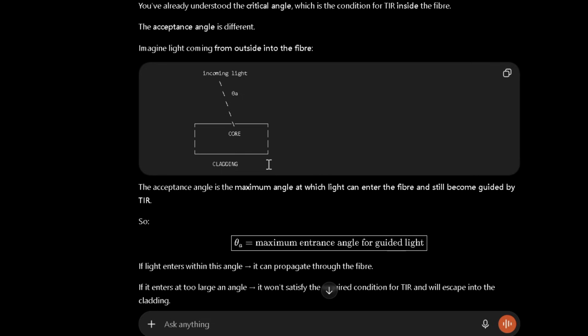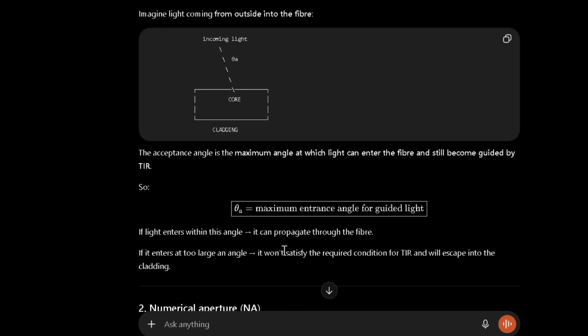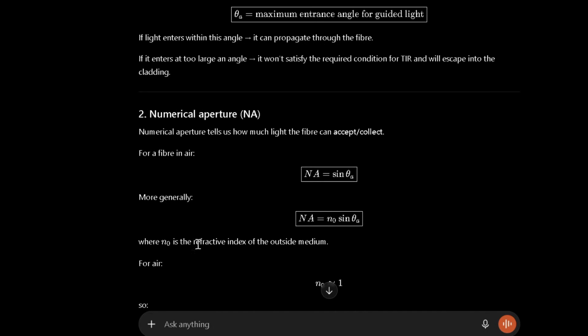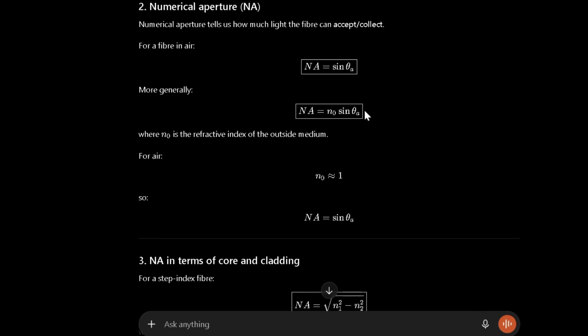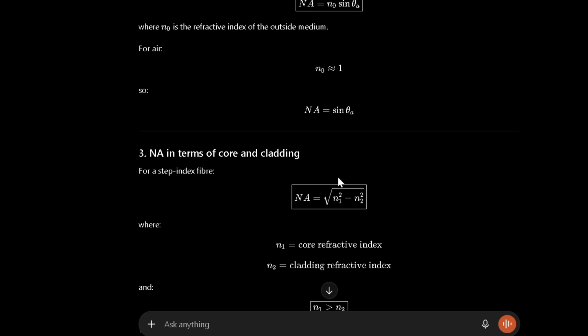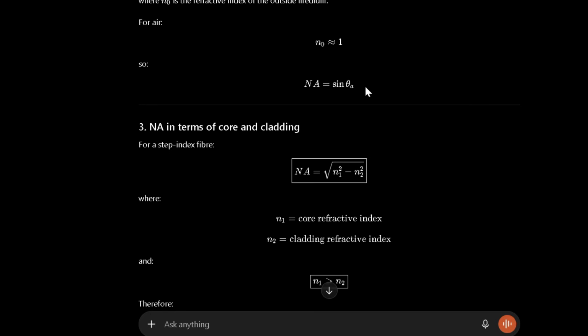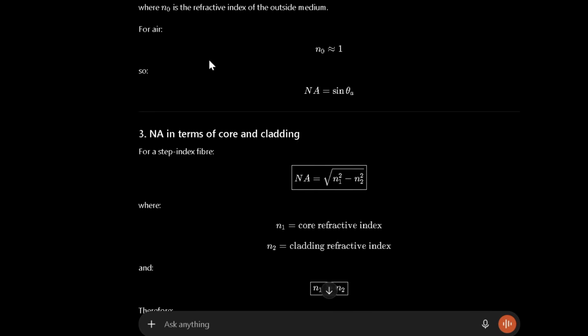The critical angle is the angle at which the light bends, but the acceptance angle is the angle at which the light enters. Okay, that's the difference. For numerical aperture of a fiber in air, NA equals n naught sine theta alpha, so NA equals sine theta alpha. This is for air.